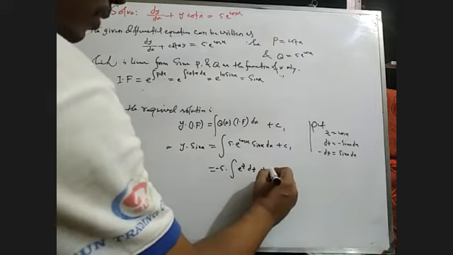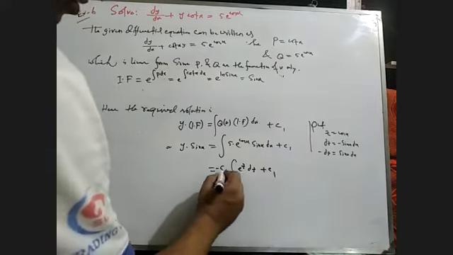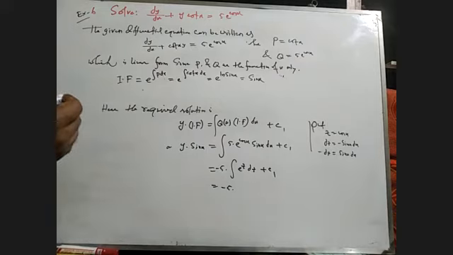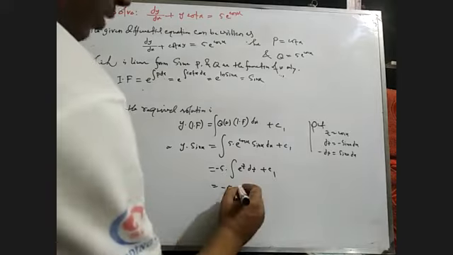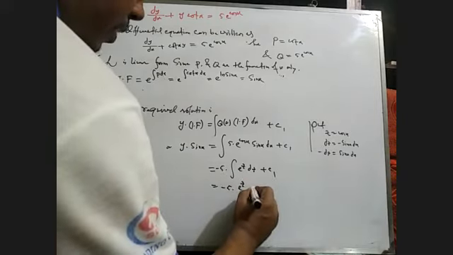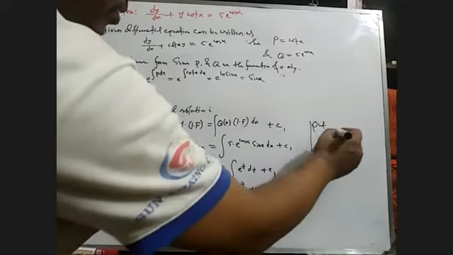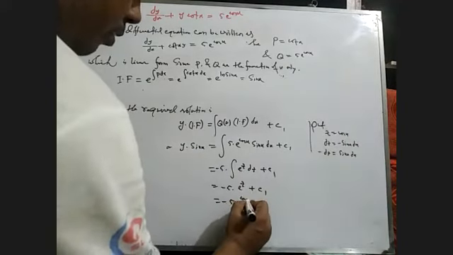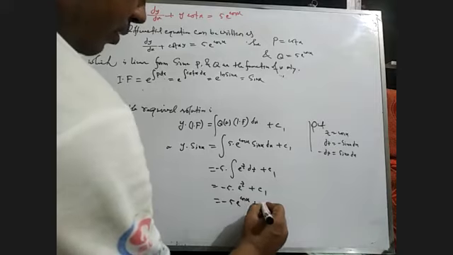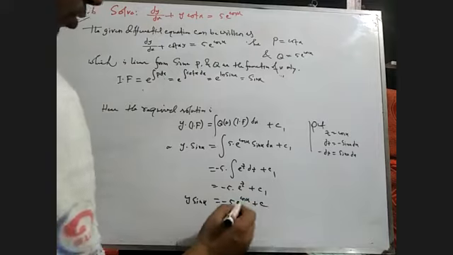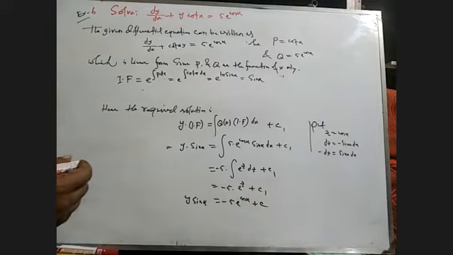So you can find 5 into sin x dx equals to minus dz, e to the power z dz plus c1. So minus 5 e to the power z, formula what? E to the power z integration plus c1. So minus 5 e to the power z, just putting the value of original z, plus c. y sin x equals to this. This is the required solution.